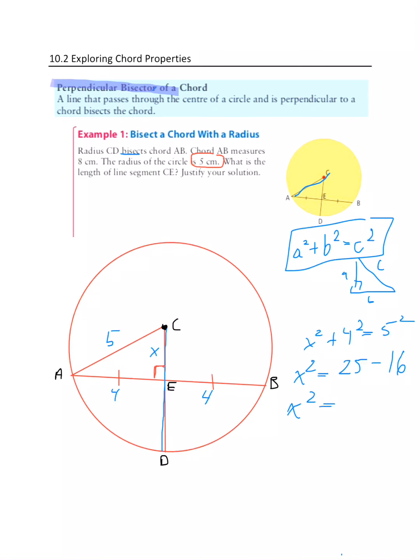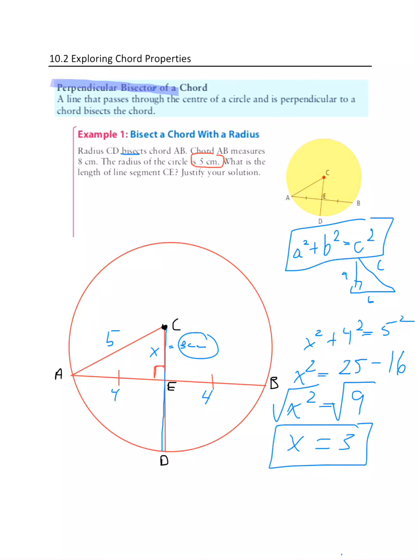X squared gives us 9. And if we square root, we get x is equal to 3 centimeters. So now we can say that x on this side here is 3 centimeters. Okay, so how we did this, quick review.